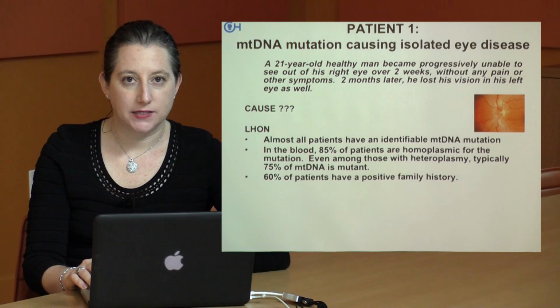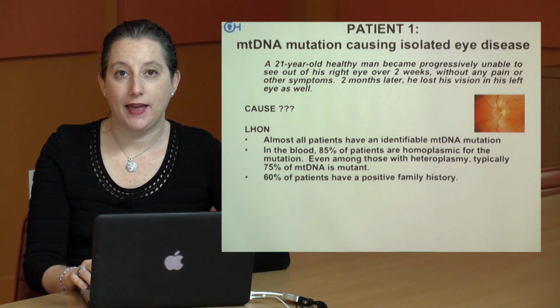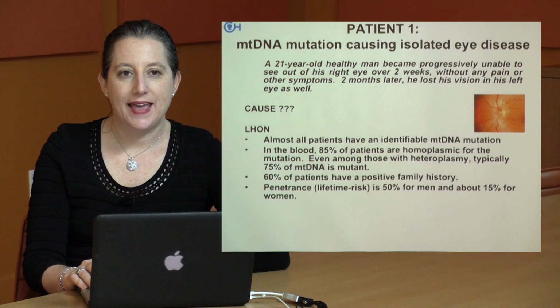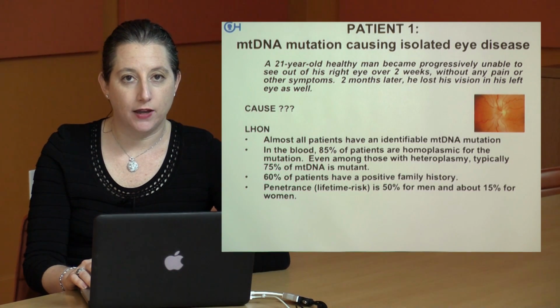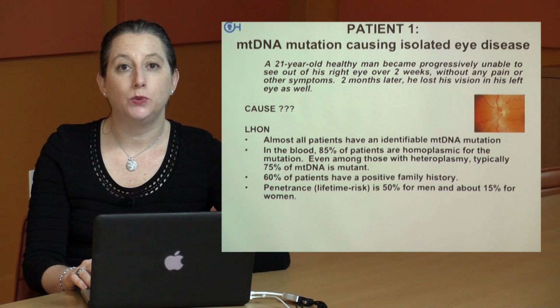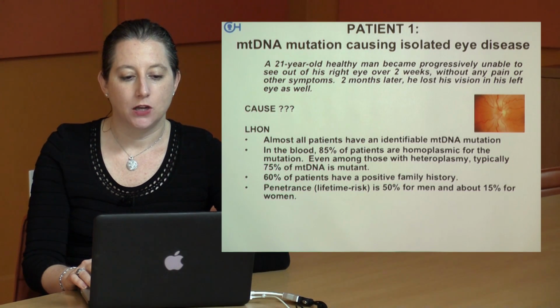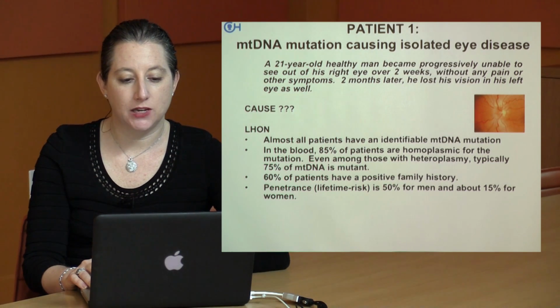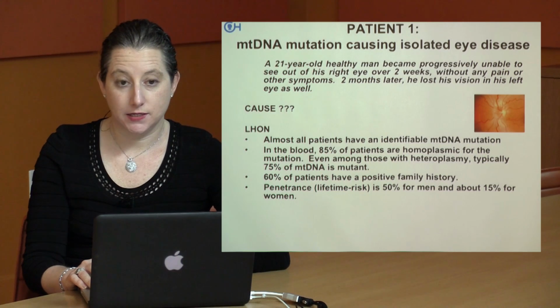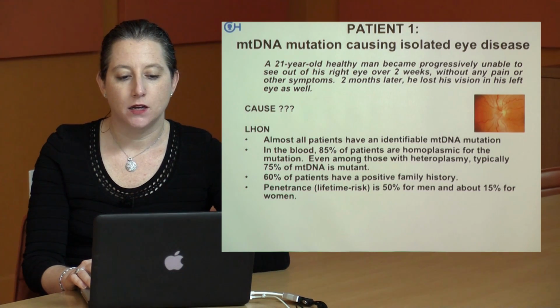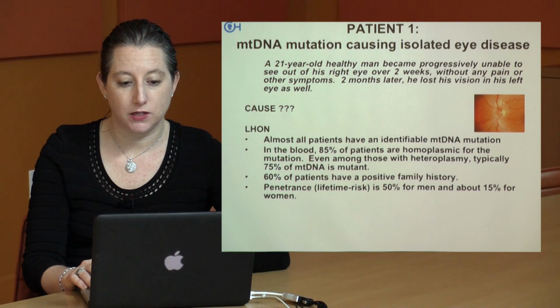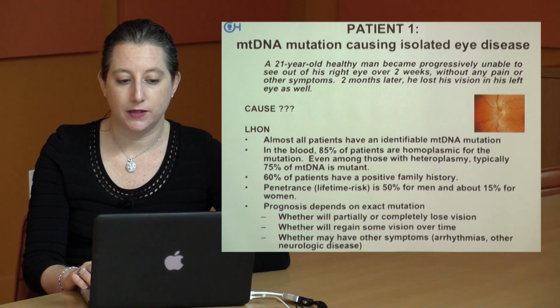More than half of patients have a family history of somebody else in their family having had this happen to them. And yet it's known that if you carry this mitochondrial DNA mutation, most likely you will not have the vision problems. So over the lifetime for people who have this mutation, there is a risk that's higher for men. If you're a male with one of these mutations, you have a 50% chance of losing your vision, but if you're a female, only a 15% chance.